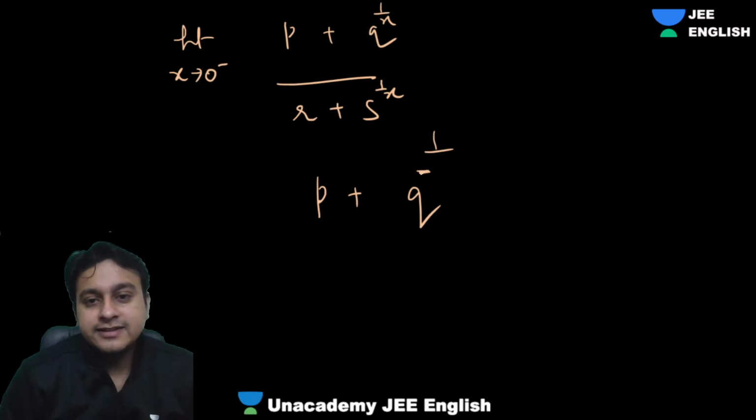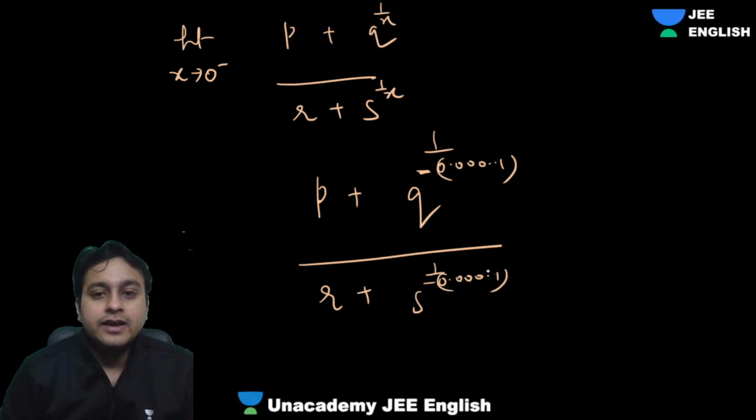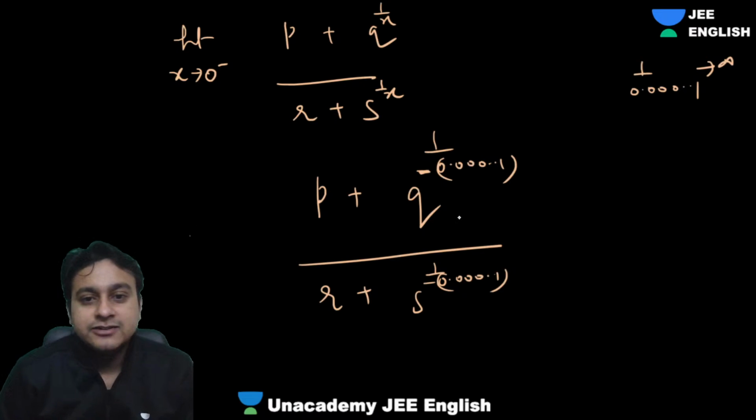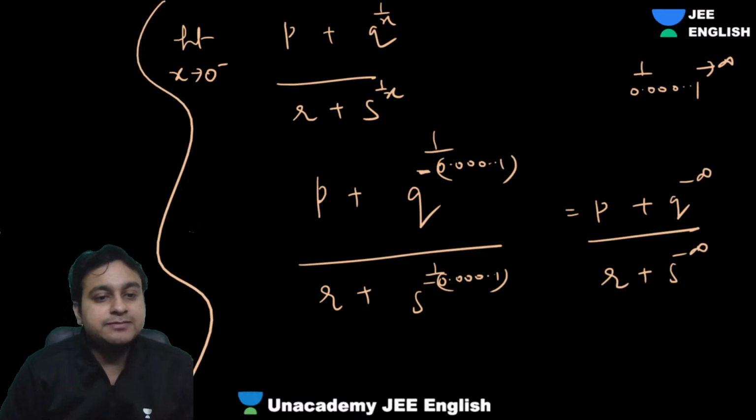Right. So guys, can I say here that 1 by x is nothing but coming out as minus 1 by 0.000001, and this will be what, guys? R plus S power minus 1 by 0.000001. Okay. And what is this value, guys? I've already told you 1 by 0.00001 will be tending to infinity. है ना, ये minus infinity tend कर रहा है, right everyone? Minus plus does not matter actually. So can I say, guys, it is actually P plus Q power minus infinity divided by R plus S power minus infinity. Isn't it, Bindas Badsha?